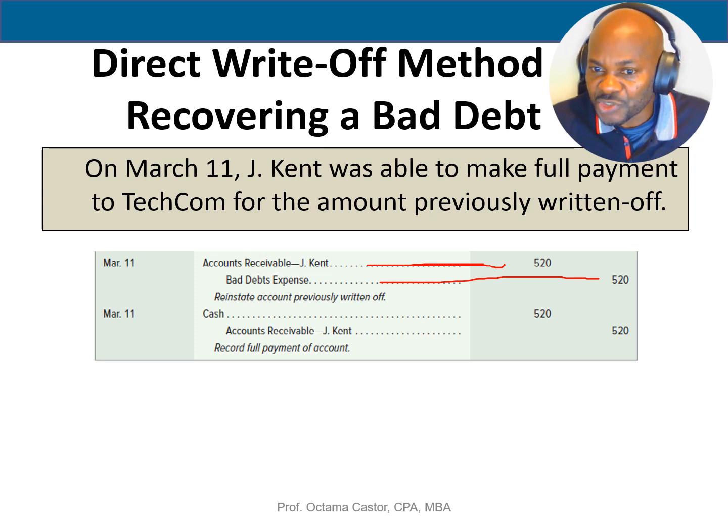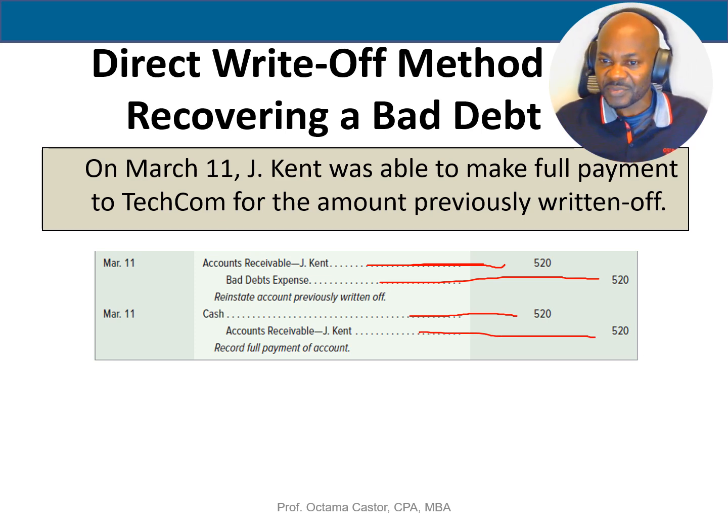Then, once you have the accounts receivable, you then record the receipt of the cash. So you debit cash for $520 and you credit accounts receivable for $520. Okay?